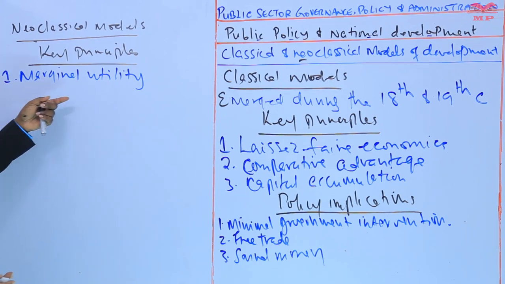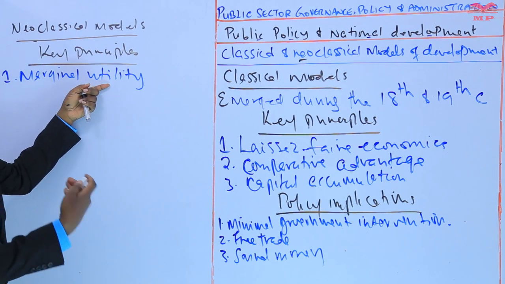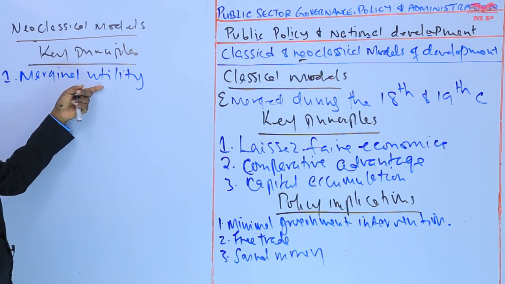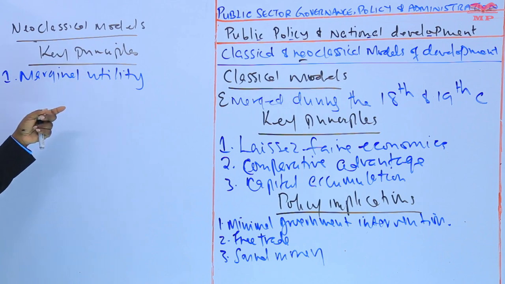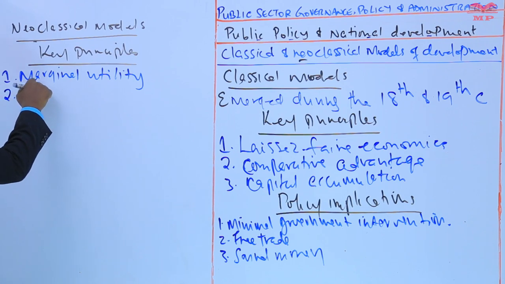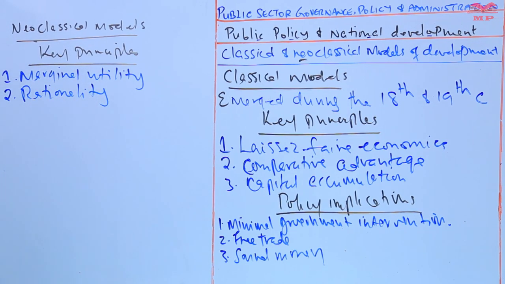So that is the first key principle of the neoclassical models: marginal utility. Marginal means additional. Utility means satisfaction. Additional satisfaction. It helped to understand consumer behavior. So that's the first principle. Two, rationality. Rationality is the second key principle of the neoclassical models.